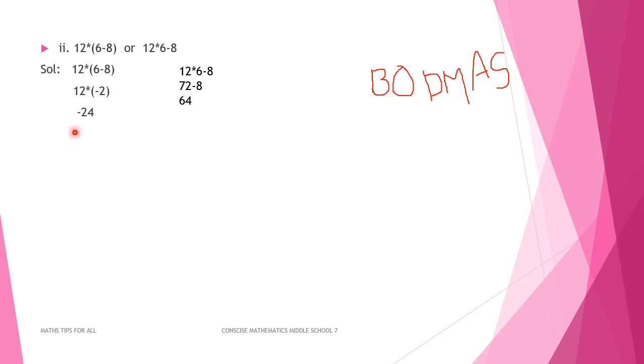From these both, which number is greater? We all know that 64 is the greater number. So 64 is greater than minus 24. So we all know that 12 into 6 minus 8 is greater. Next, let's move on to the third one.